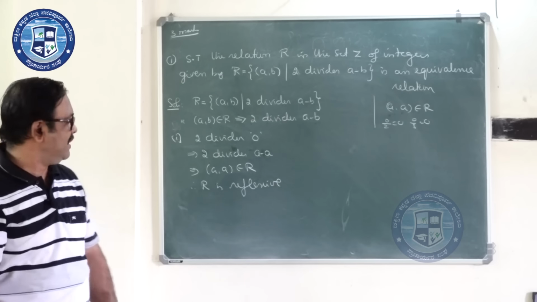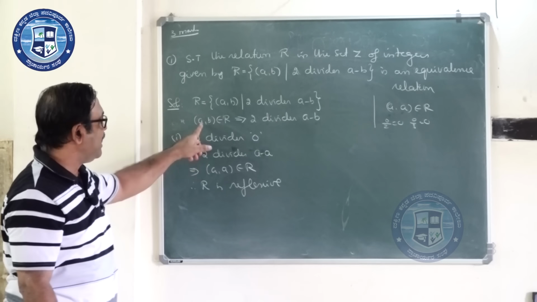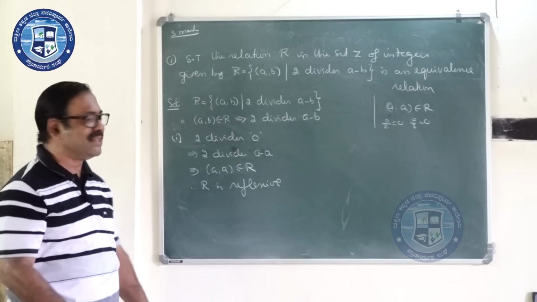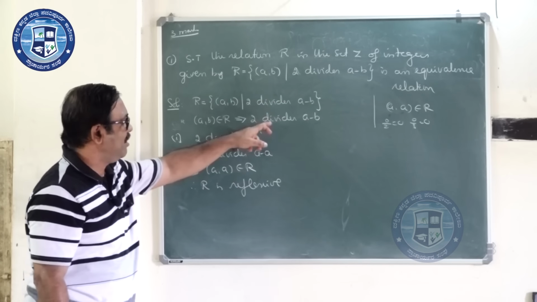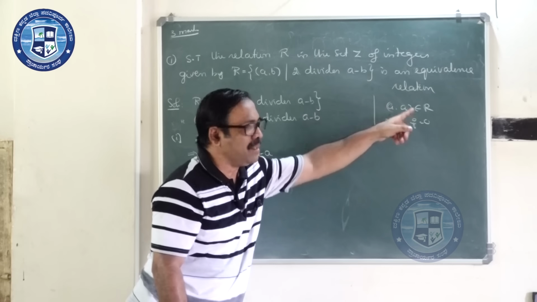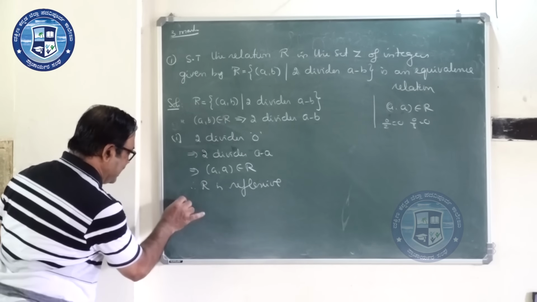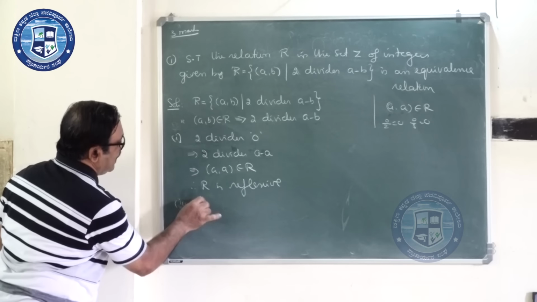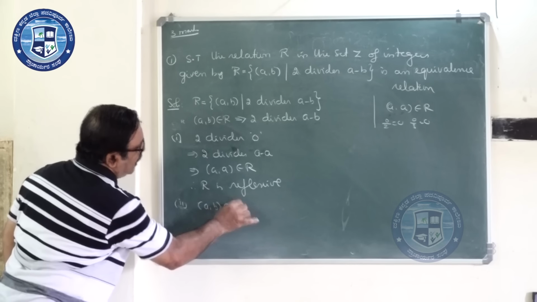Have you understood the method? Here, first I am writing I want (A, A). What is needed? I want (A, A). Why? Because reflexive relation says A is related to itself. Now, second case, I am writing (A, B) belongs to R.